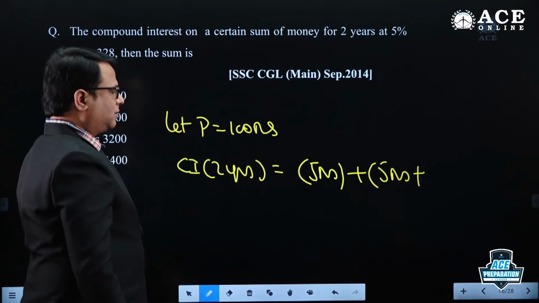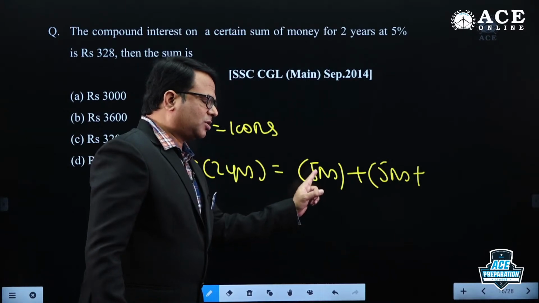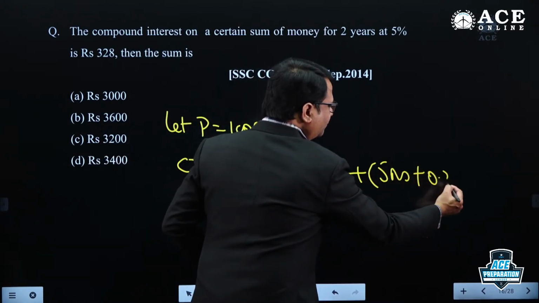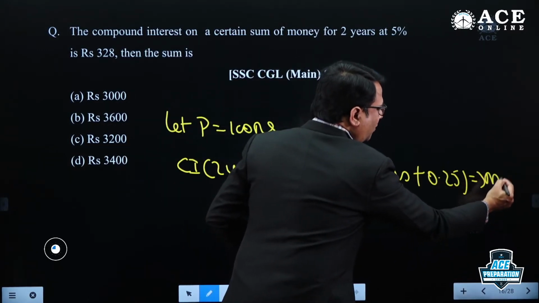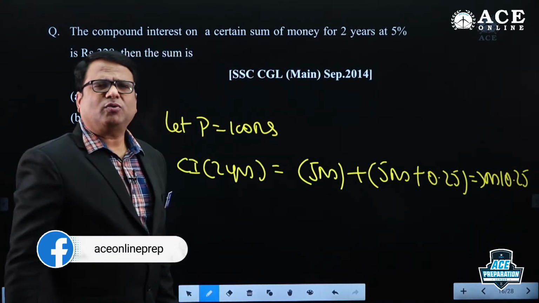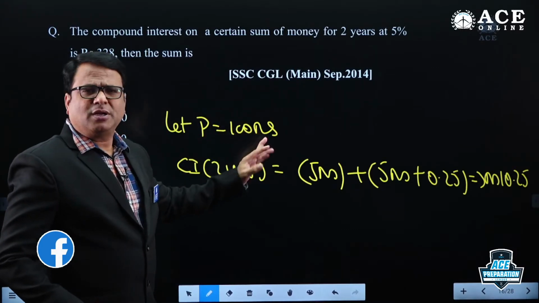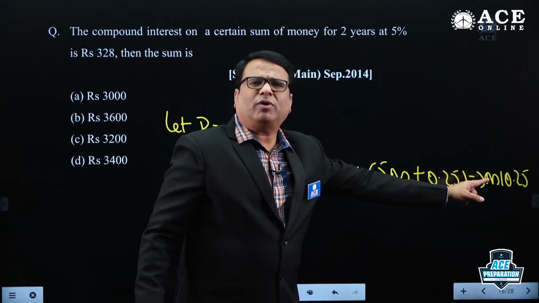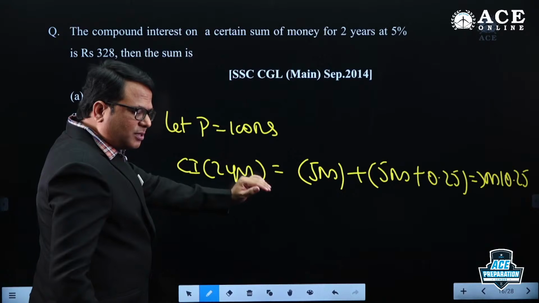Plus, in the first year we got 5 rupees interest. On this also 5% is charged, and 5% of 5 rupees is 0.25. So what is the total interest for 2 years? Rupees 10.25. So if I assume the principal is 100 rupees, then compound interest for 2 years is 10.25.